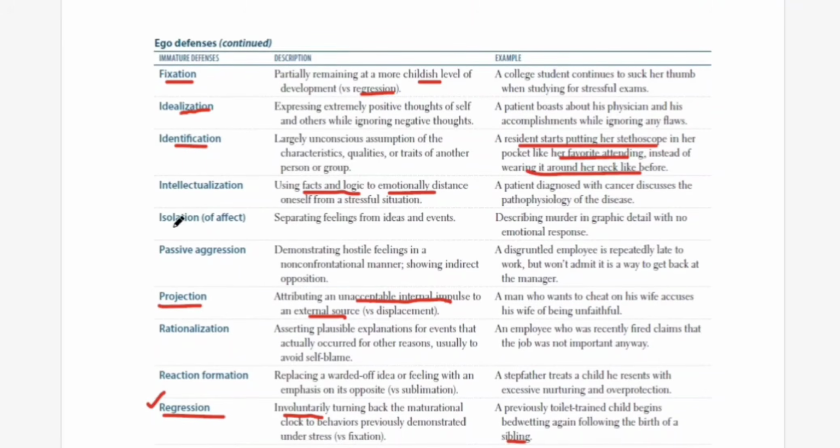Let's move to isolation. Isolation means you become isolated. It's clear from the name, separating feelings from ideas and events. Like someone saw a murder and they describe it without any fear, without any shocked face, just telling you. So they are hiding their emotions and telling you only the story. They isolated the feelings from the story. So this is isolation.